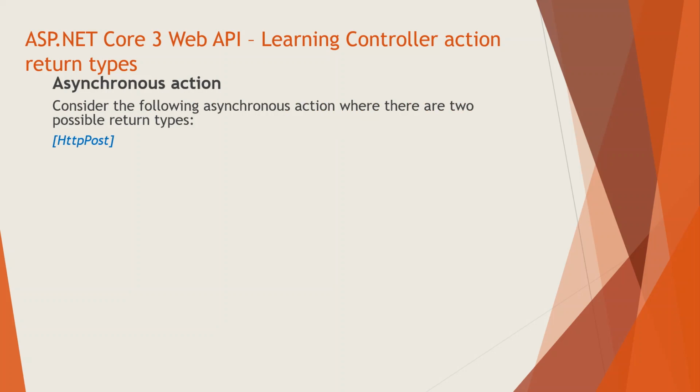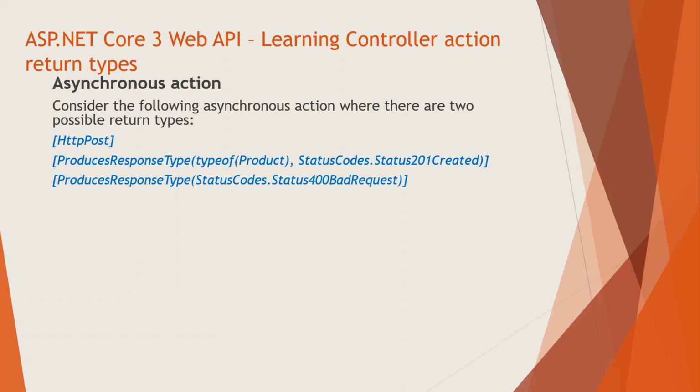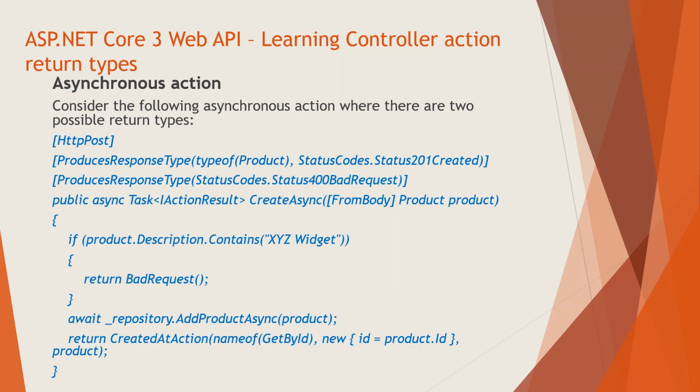So let's see the asynchronous action. Now consider the following asynchronous action where there are two possible return types again. But here there's a subtle difference. If you inspect the code quickly, it's a POST request and it takes the attribute ProducesResponseType. Again, it is operating on the product model or product class. And status codes, Status201Created. So through this alternate path, return CreatedAtAction, nameof GetById and new ID equals product.Id. Whichever product is passed, you get the ID property from the product passed to the argument.